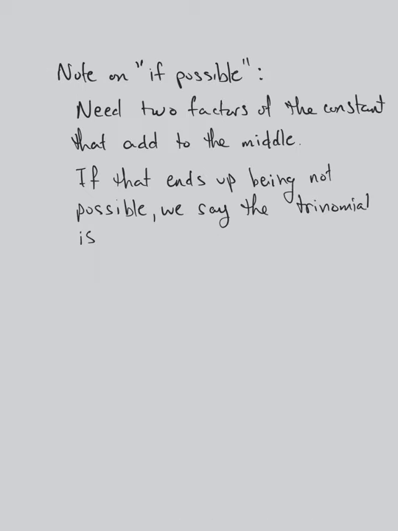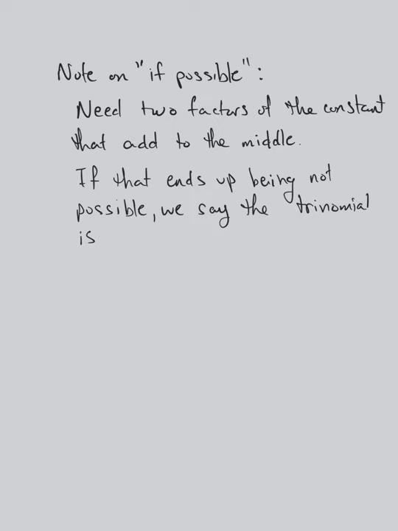And one quick note before we move on, it's a note on that "if possible." So remember what we need. We need two factors of the constant that add to the middle. Very often that's not possible to do though, okay? And so if that ends up being not possible to do, be very careful. And that's the reason I'm going to show you a systematic way to make sure that you can exhaust all the possibilities.